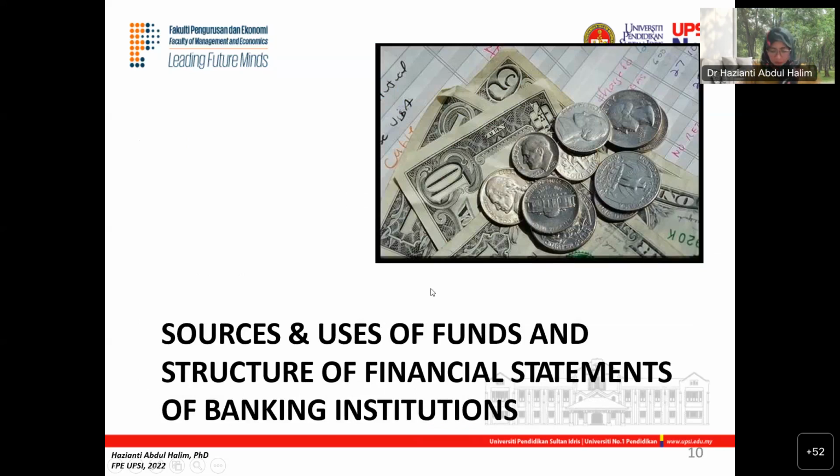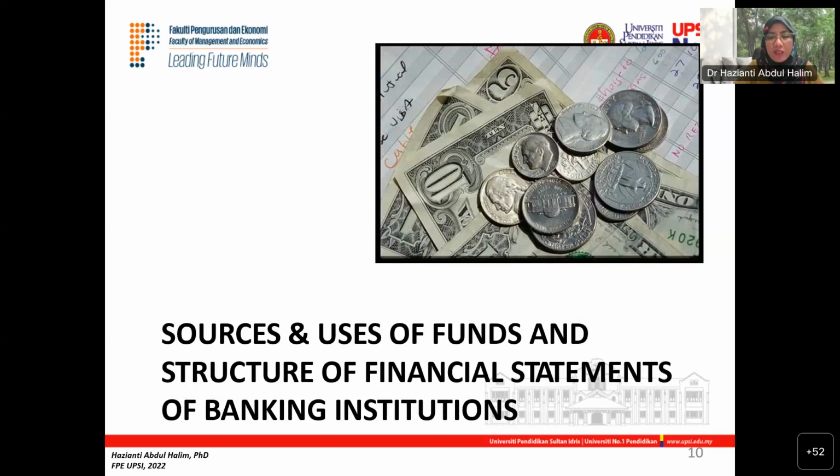Right? Okay, sources and uses of funds and structure of financial statements of banking institutions. Alright, if you remember, I had this question in your midterm exam. Tapi walaupun ni dalam topik 7 ni, these have actually been discussed in topic 1. So ada yang boleh jawab, ada yang tak berapa nak boleh jawab lah.